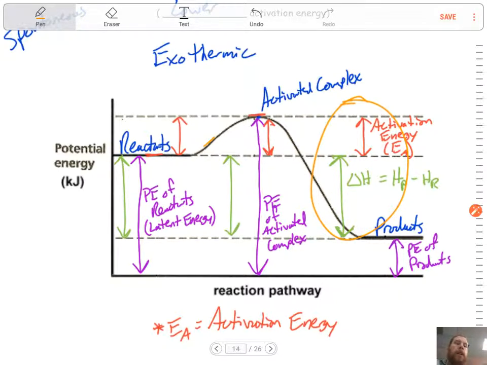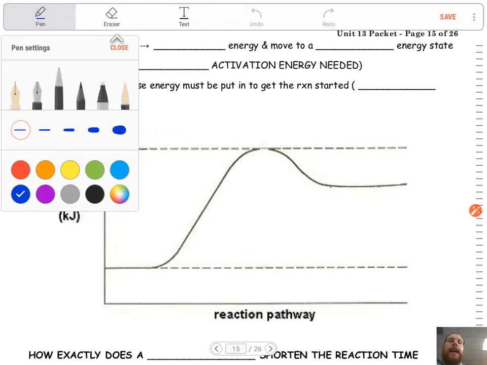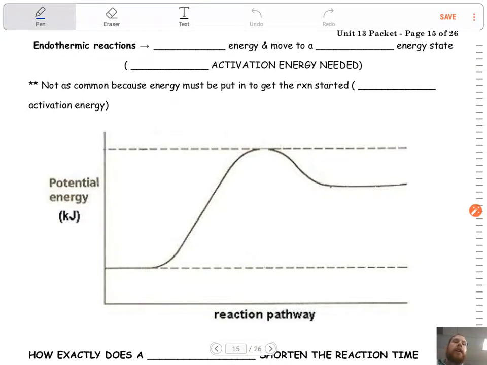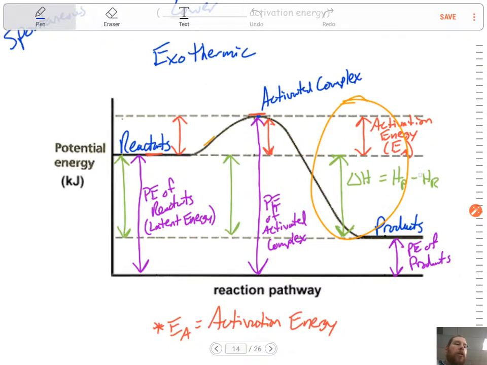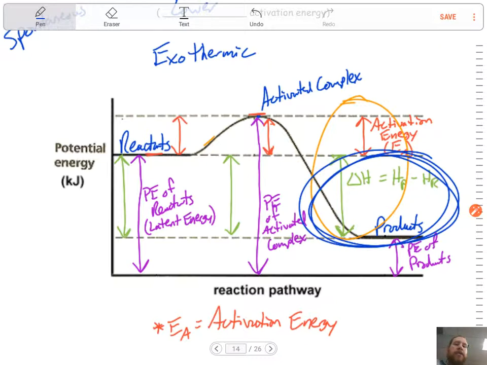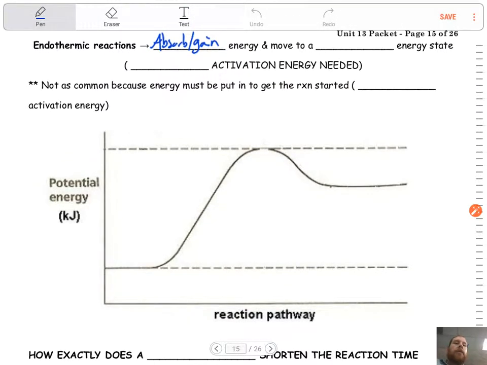Okay? So let's take a look now at the opposite type of reaction, which is an endothermic reaction. So if exothermic releases energy, what do endothermics do? They absorb or gain. Just to go back really quick, we can see, guys, again, exothermic, because this net piece right here, all that's right in here, that's what is released. That's how we can see that it's exothermic, because that's extra energy we're getting back that we didn't put into it.